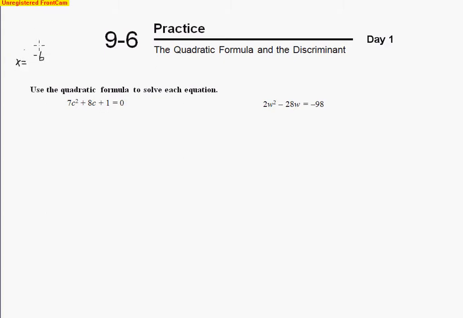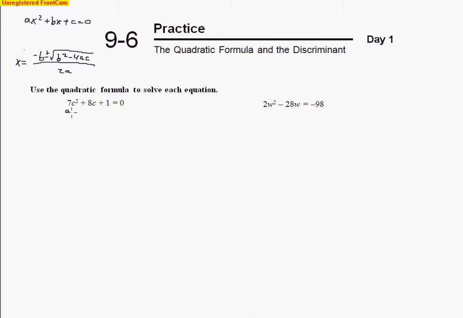Again, I start with negative b, plus or minus the square root of b squared minus 4ac, all over, big fraction bar, over every single part there, over 2a. These values come from the standard form of a quadratic, ax squared plus bx plus c equals 0. So you're setting the expression equal to 0, then taking the values of a, b, and c and substituting them into this formula.